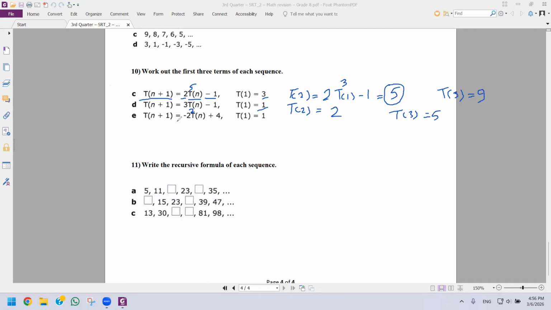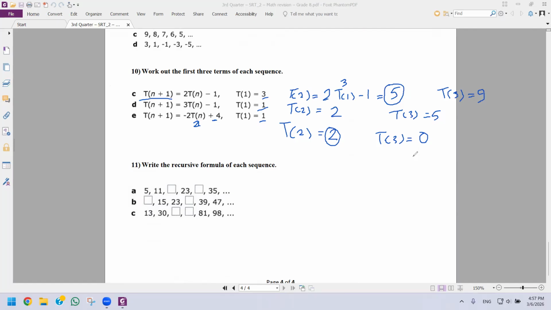Now, the last one, we have minus 2 Tn plus 4. Find T2. What should I do? It's the answer of T1, which is 1. So put 1 here. 1 times minus 2 is minus 2, plus 4, 2. Now let's find T3. We need to pick the answer of T2, which is 2. So instead of 1, you should put 2. 2 times minus 2 is minus 4, plus 4, is 0. So these are the first three terms using the recursive formula.